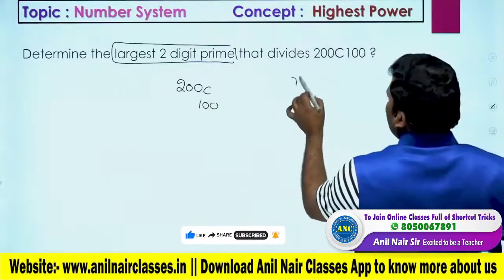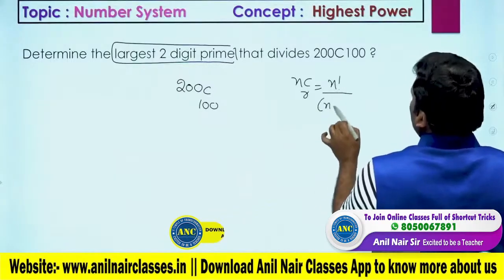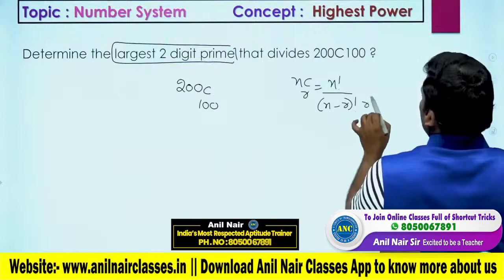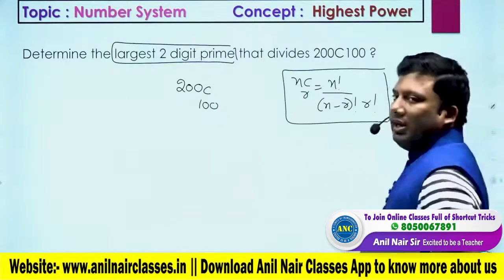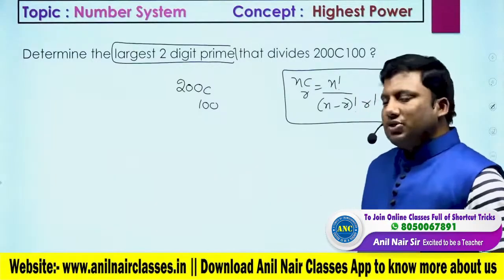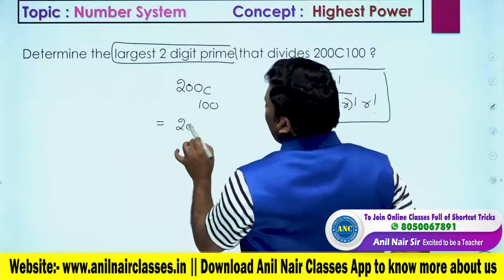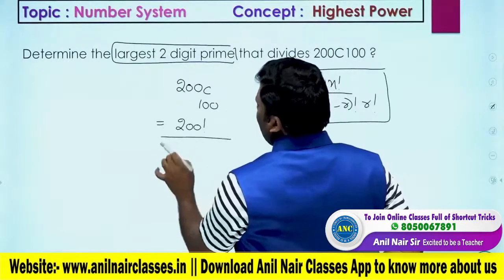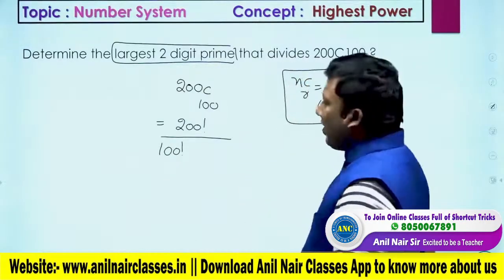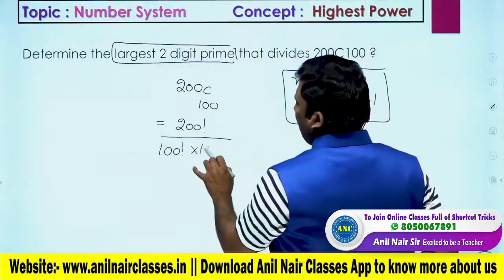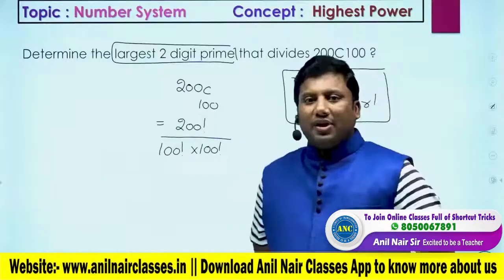nCr can be written as n factorial divided by (n minus r) factorial times r factorial. So 200C100 can be written as 200 factorial divided by (200 minus 100) factorial into 100 factorial, that is, 200 factorial divided by 100 factorial times 100 factorial.